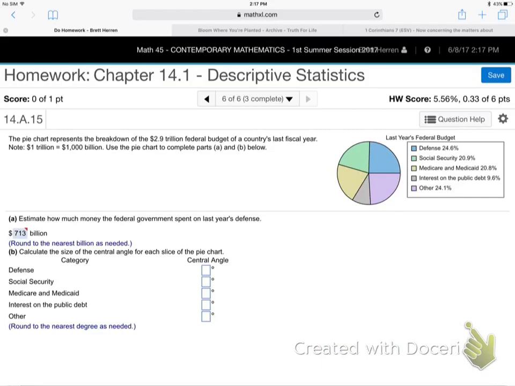All right. So, we got a pie chart, spending by the government on things. Estimate how much money the federal government spent on defense. So how do we do the defense? You just take the defense percentage. And the question says 1 trillion equals 1,000 billion. Does that come into play? You ever thought about how 1,000 in any category kicks you into the next category?